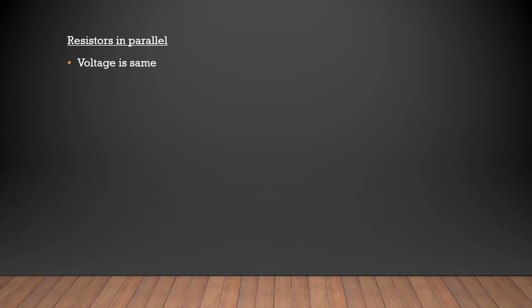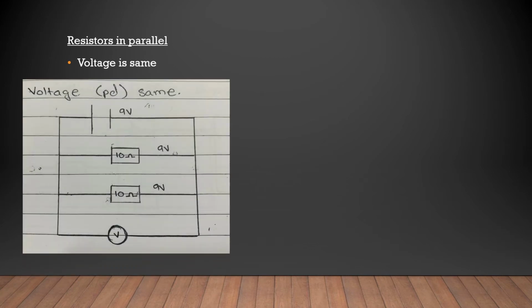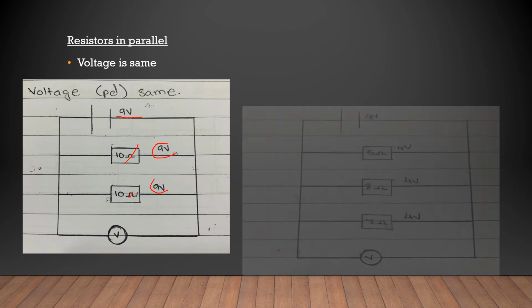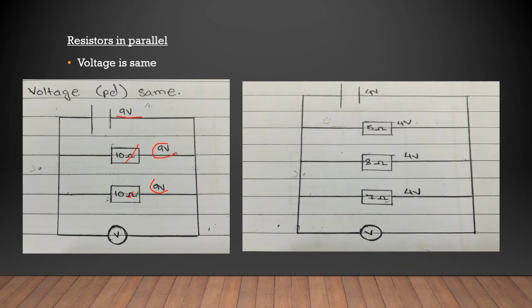Now, for resistors which are in parallel, the voltage is the same. Note the point: in series connection we studied that the current is the same, but for parallel connection the voltage is the same. See, 9 volt is coming. So we have two resistors here, 10 ohm and 10 ohm. So across each of the resistors, the voltage is the same. All the components of the circuit will get the same voltage in a parallel connection. Here also, see, we have three resistors, 5 ohm, 8 ohm and 7 ohm. So the voltage across each of the resistors is the same.